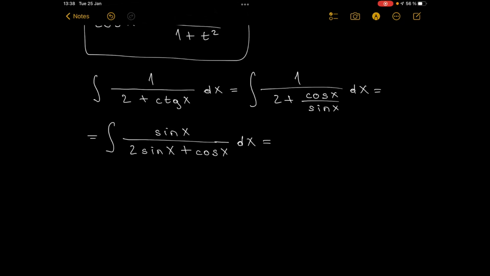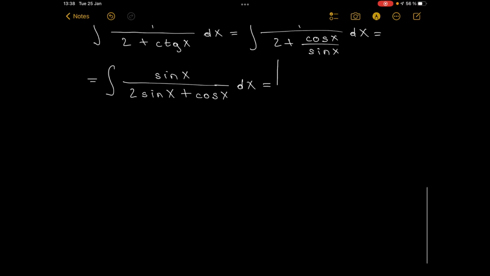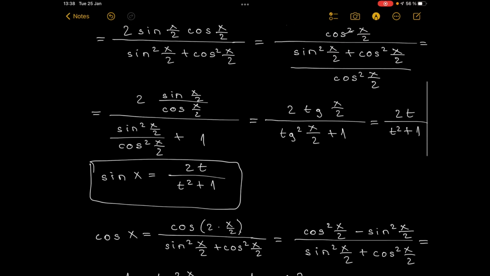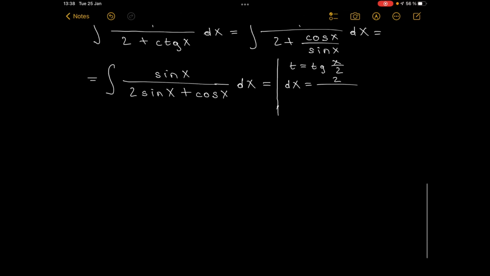And now we're going to use, you guessed it, the universal trig sub. So I'm just going to say that t is equal to tangent of x over 2. Okay, now dx is equal to 2 over 1 plus t squared.